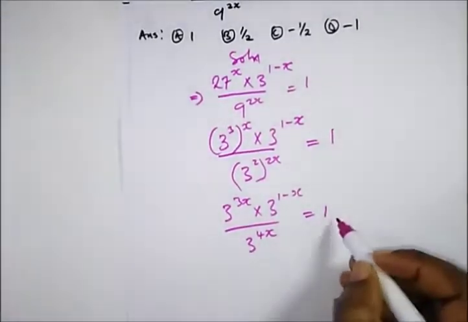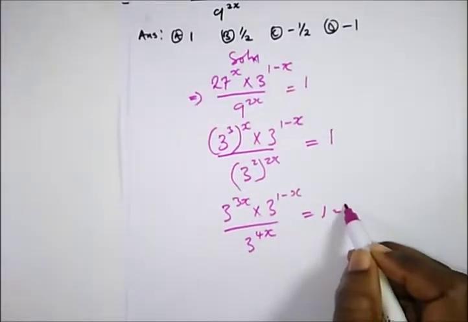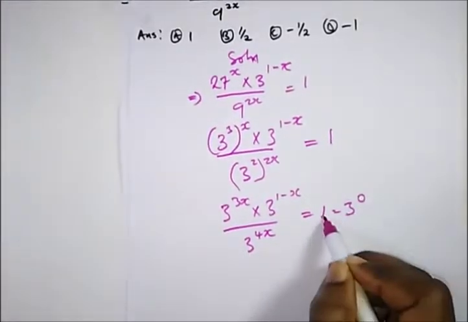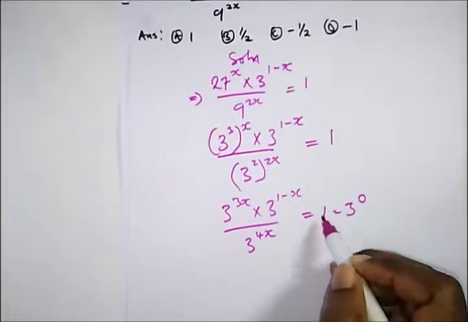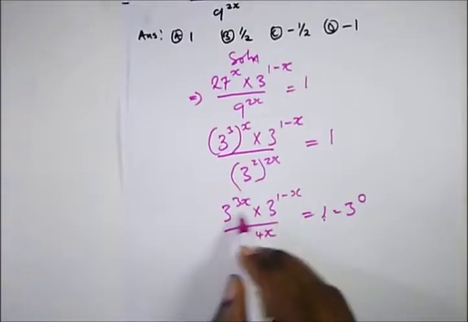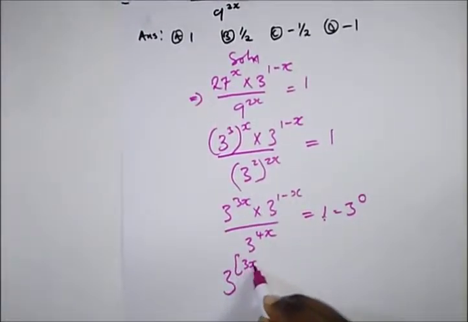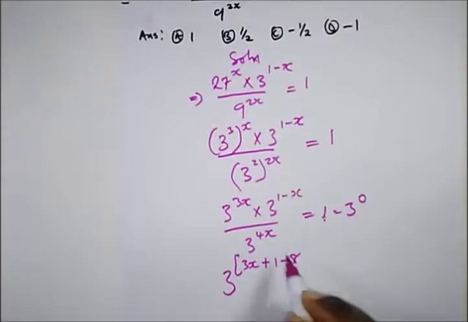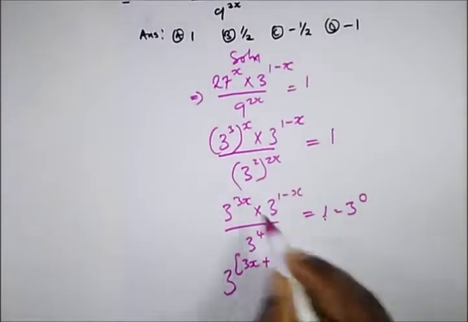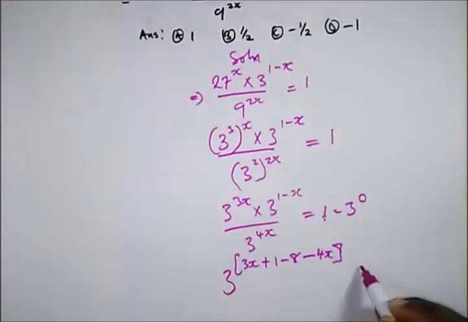And if you notice, 1 in indices is the same as 3 raised to the power 0. So we'll place this 1 as 3 raised to the power 0, right? So let's try to simplify this. Since this is multiplication holding these two bases together, we're going to have 3 raised to the power 3x plus 1 minus x. This is division, so carrying this power up, it will be a minus 4x.